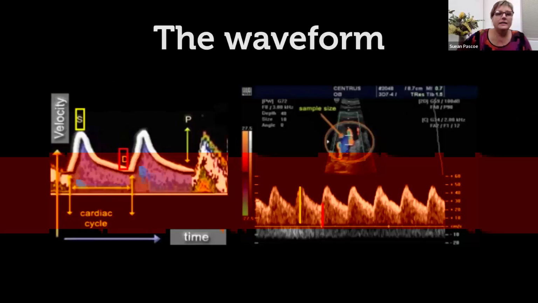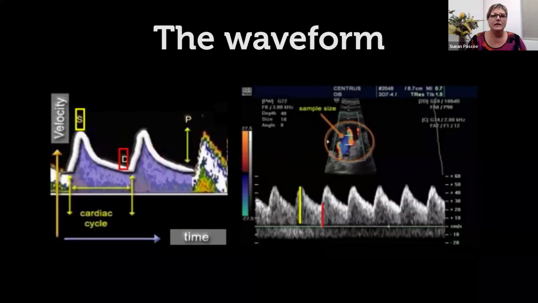So when we look at the waveform, even without any measurements, you can tell a lot about what's going on and the health of this baby just by eyeballing it. Now, as you can see here, a normal trace should have a nice sawtooth sort of pattern. We want to see good systolic flow and a lot of positive diastolic flow, because the baby needs forward flow in all parts of the cycle.